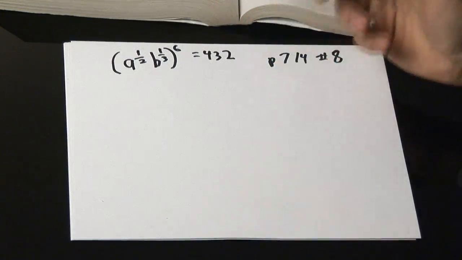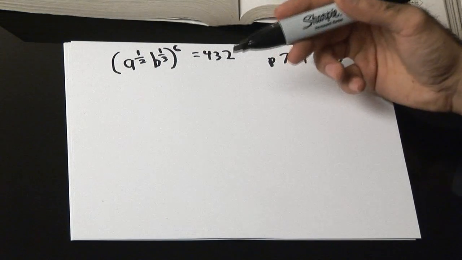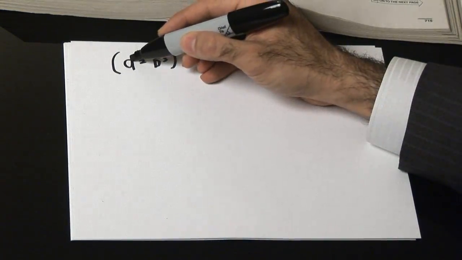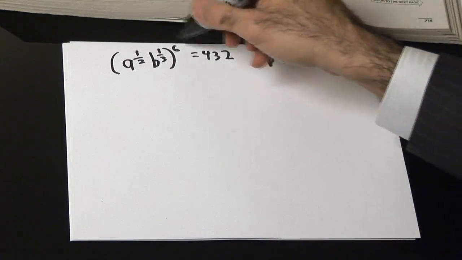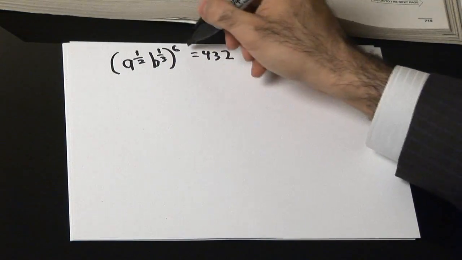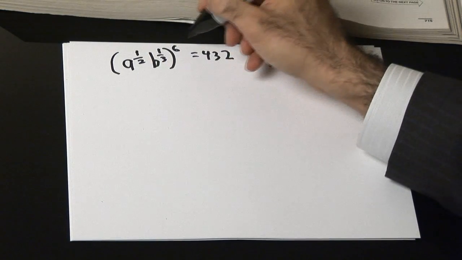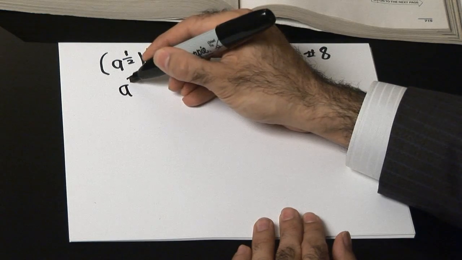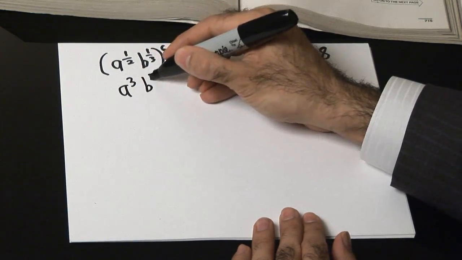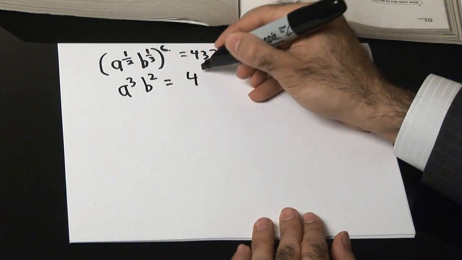Now, if you're not comfortable with fractional exponents and the laws of exponents, obviously in a Vohra method seminar you would build those skills first. But I'm just going to go ahead and do the left side of this equation, simplify it a little bit. And basically when you distribute the, essentially, it's kind of like distributing the 6. What you get is a to the 3rd times b squared equals 432.